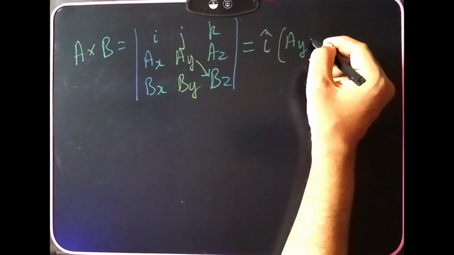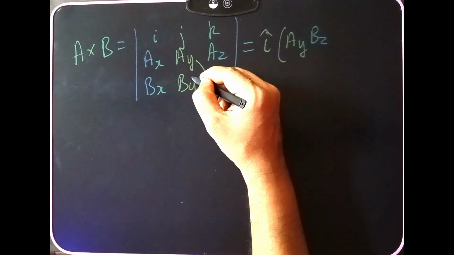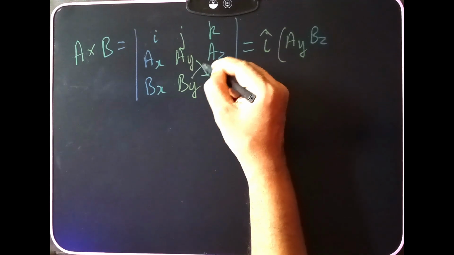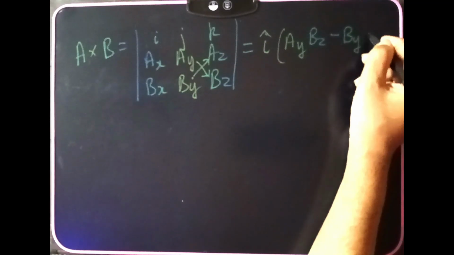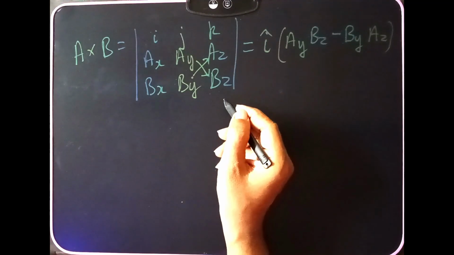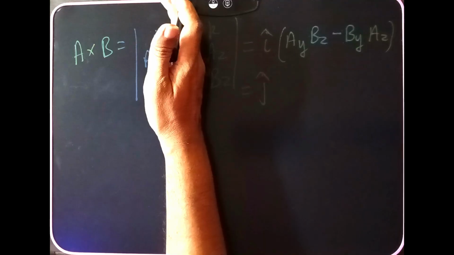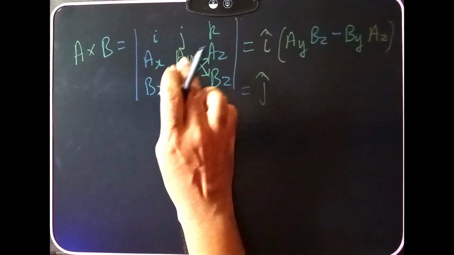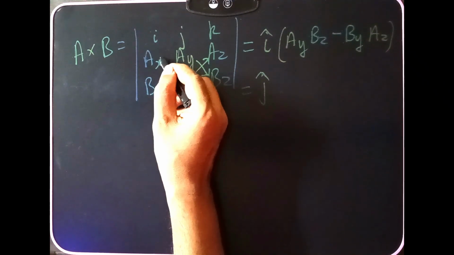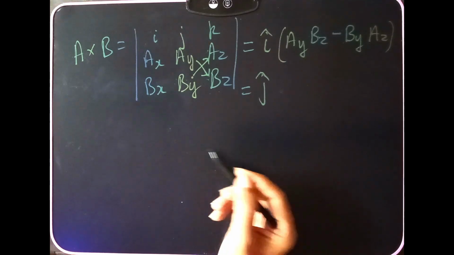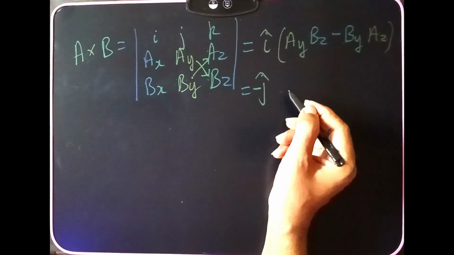Ay Bz, right, and minus By Az. The j component will be given as j cap; we will cover j. What we'll do, we cover j and we multiply in the same fashion from here to here and from here to here. However, j will be taken as negative. Okay, j will be taken with a negative sign.